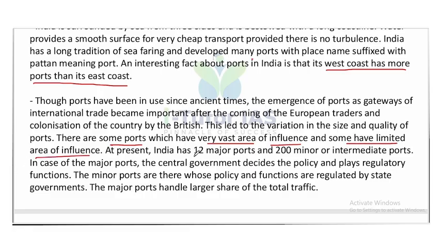At present, India has 12 major ports and 200 minor or intermediate ports. In the case of the major ports, the central government decides the policy and performs regulatory functions. The minor ports are those whose policy and functions are regulated by the state governments. The major ports handle larger shares of the total traffic.